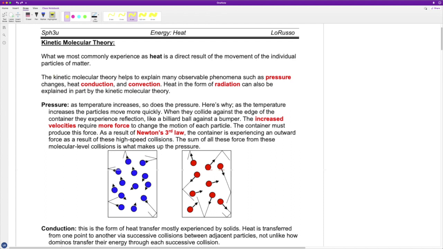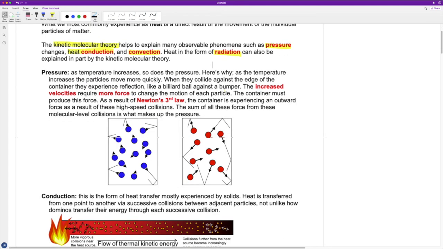So the kinetic molecular theory helps to explain some observable phenomena such as pressure, heat conduction, convection, and radiation. So let's talk about pressure first of all. Well, let's give an analogy of something that you might be familiar with. Consider something like a 2-liter bottle of pop, or soda if you prefer. When it's in the fridge, it's quite cold, and especially if it's a brand new bottle, it's easy to squeeze the bottle itself.